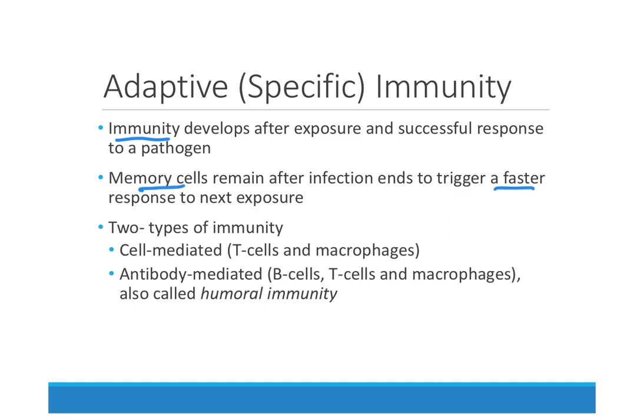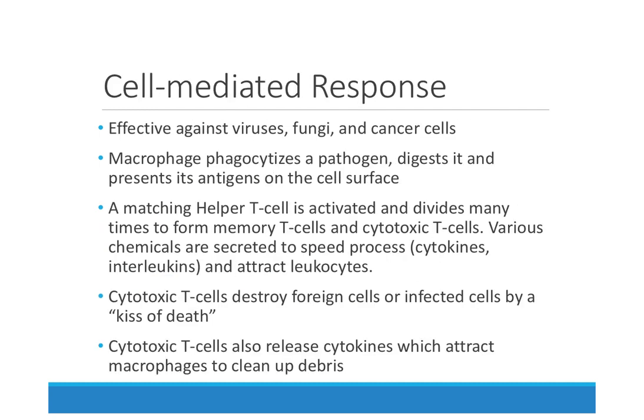There are two types of specific or adaptive immunity. One primarily involves cells, in particular our T cell lymphocytes, and again these macrophages, which just show up all over the place. And then there is the antibody-mediated response, which involves B cells as well as T cells and macrophages. Antibody-mediated is also called humoral immunity because it involves the fluids, because the antibodies are found in the various fluids around the body. So let's go through this cell-mediated response first.